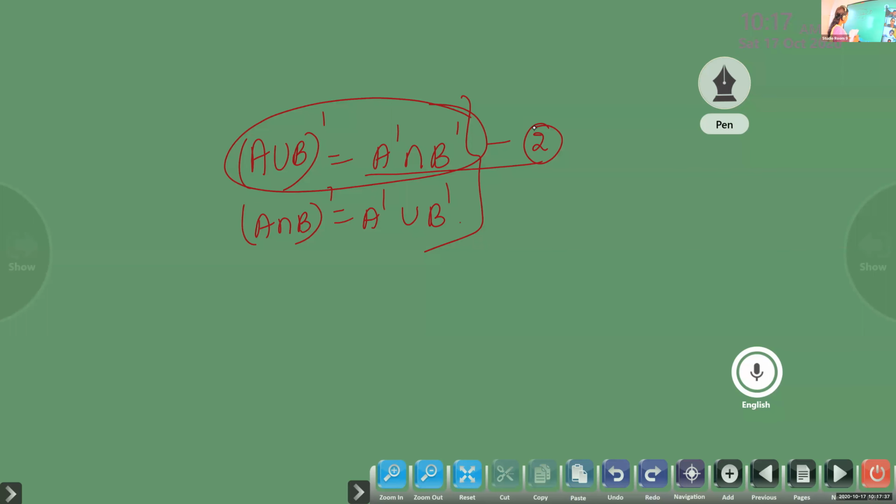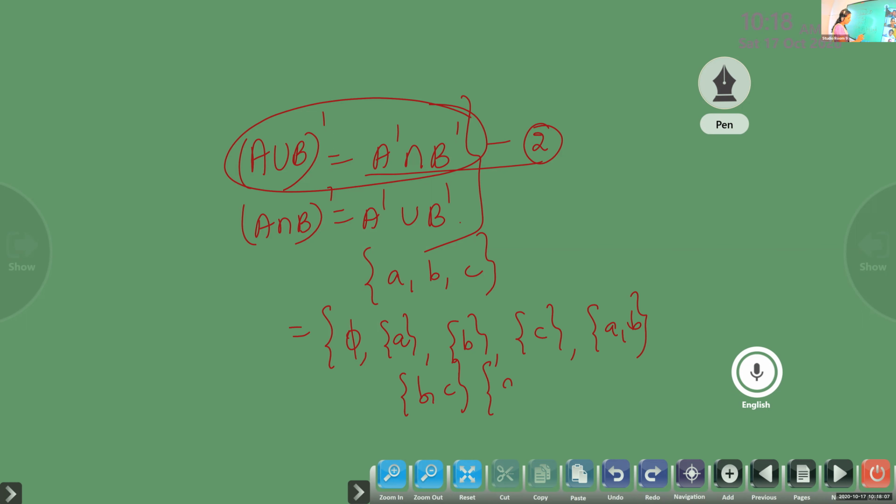Then give the power set of ABC. Okay, this is the question given. Power set. What is power set? Set containing all the subsets. It is the collection of all subsets, isn't it? So you will start with the empty set, set with A, set with B, set C, set AB, then set BC, set AC, and set ABC.